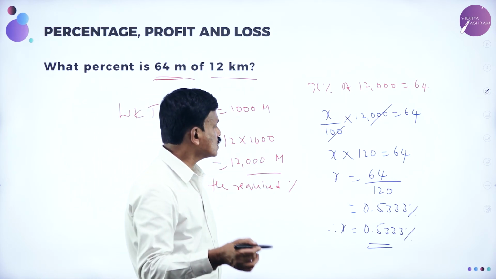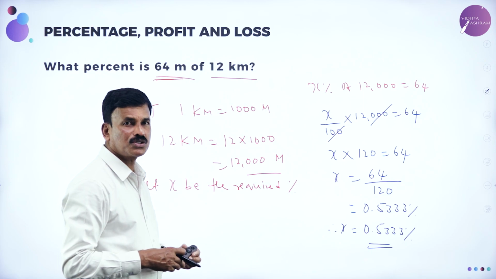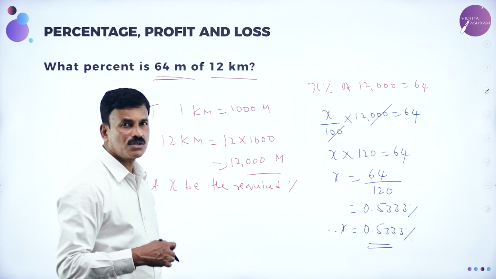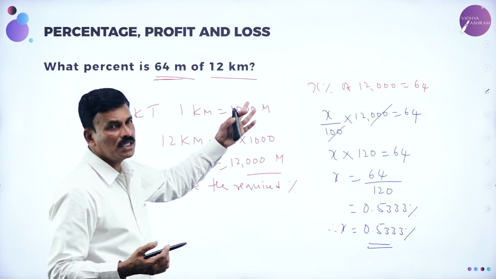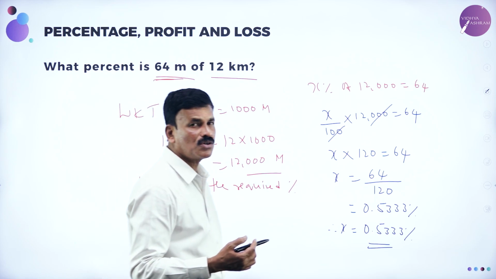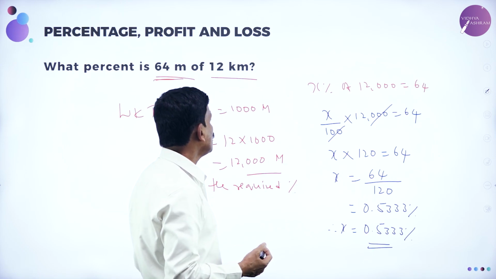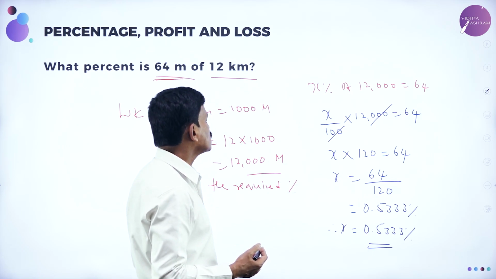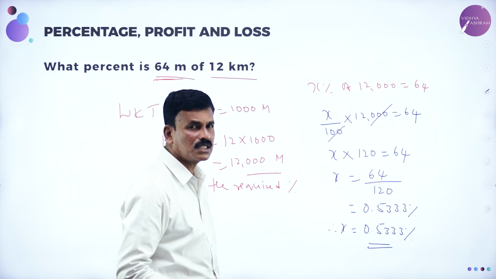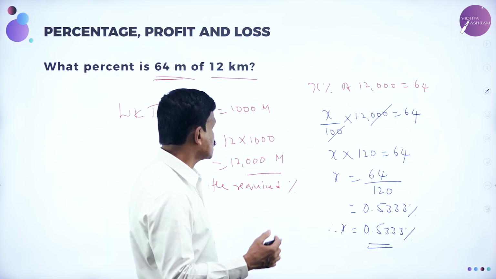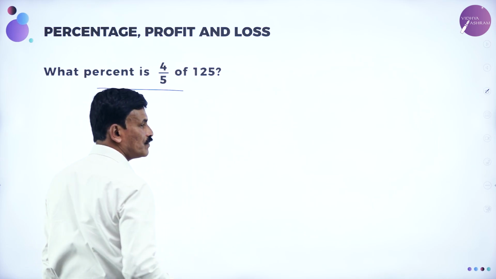That's it. Okay. This is how we are going to simplify. Very simple. Since we know 1 kilometer is equal to 1000 meters, 12 kilometers is equal to 12,000 meters. Therefore, x is the required percentage. X percentage of 12,000 is equal to 64, that is given. X by 100 into 12,000 is equal to 64, or x into 120 is equal to 64. Therefore, x is equal to 64 by 120, which is approximately 0.5333%. So, 0.533% of 12,000 is 64. That is it.